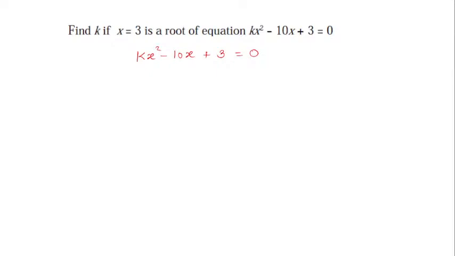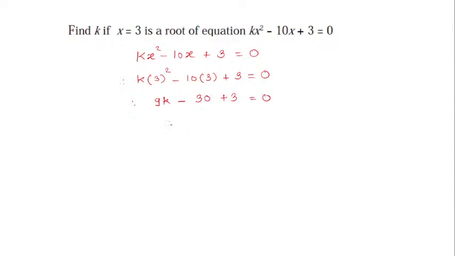So as it is given that it is the root of the given equation, it must satisfy the given equation. That means if we substitute x by 3 in this given equation, both sides must be equal. So here instead of x we should write 3 now, as it is the root of the equation. So k into x square, that means k into 3 square, minus 10 into x, that is 10 into 3, plus 3, that is equal to 0. So 3 square is 9, 9 into k, that's 9k, minus 10 into 3, 30, plus 3 is equal to 0.